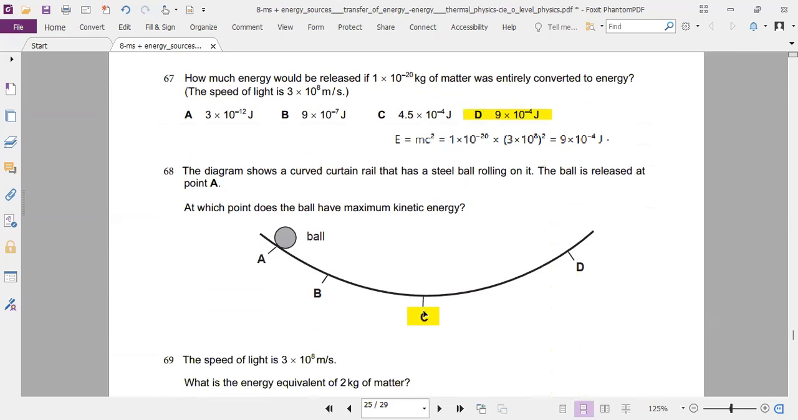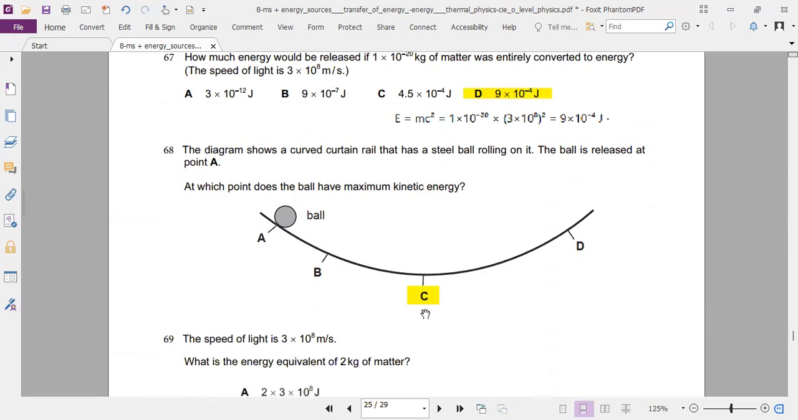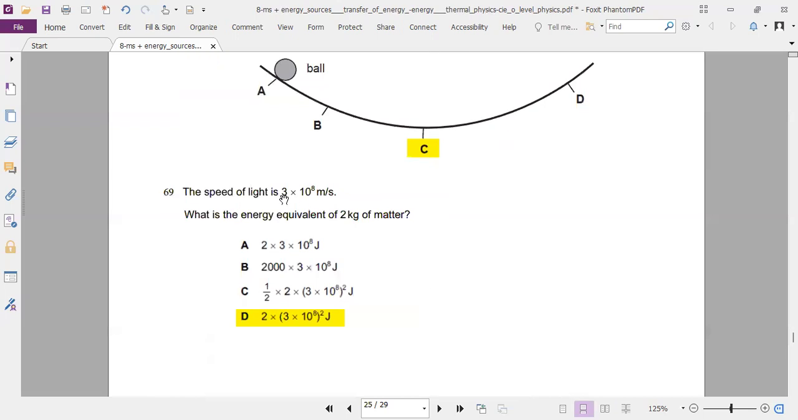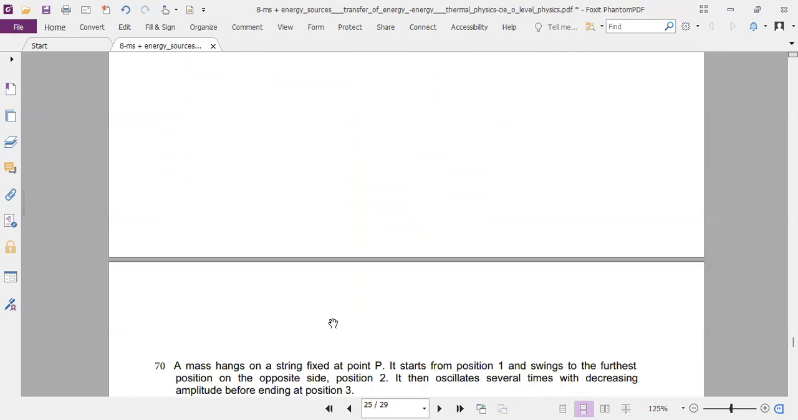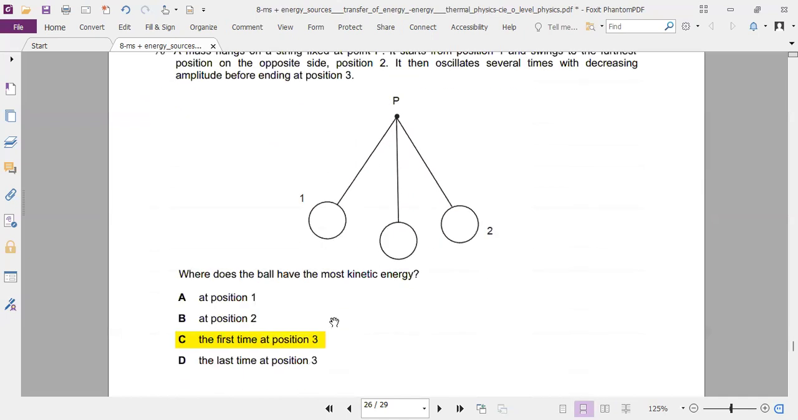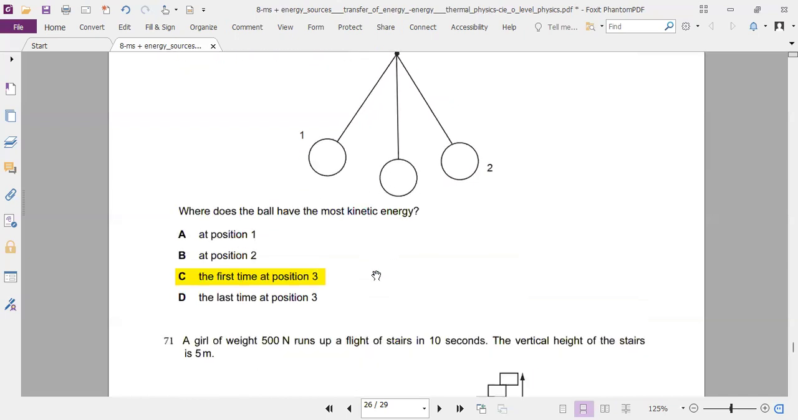Maximum kinetic energy will be at this point because this is where all the potential energy is lost. Lowest point. Speed of light is this. 2 kg of matter, again E equals mc squared. So the energy equivalent is the mass, m, and c, this, and then squared. So at position 3, first time, it will have the most kinetic energy. So it goes there and it comes back, it might lose some energy facing friction, air.